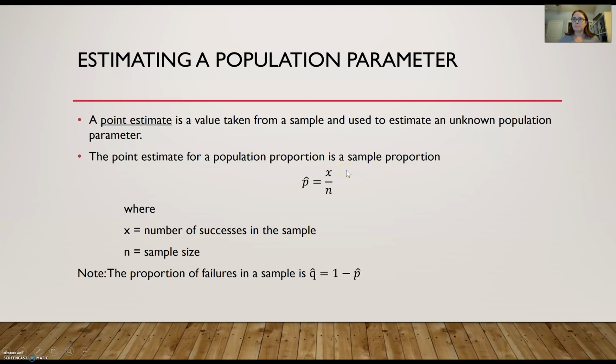So I'd ask maybe 1,000 people, that would be my N, and X would be the number that say that they like that chocolate ice cream. And there's my point estimate.